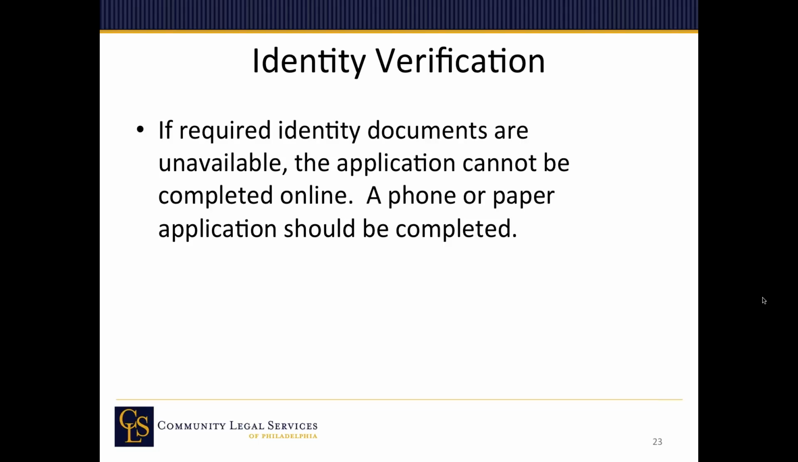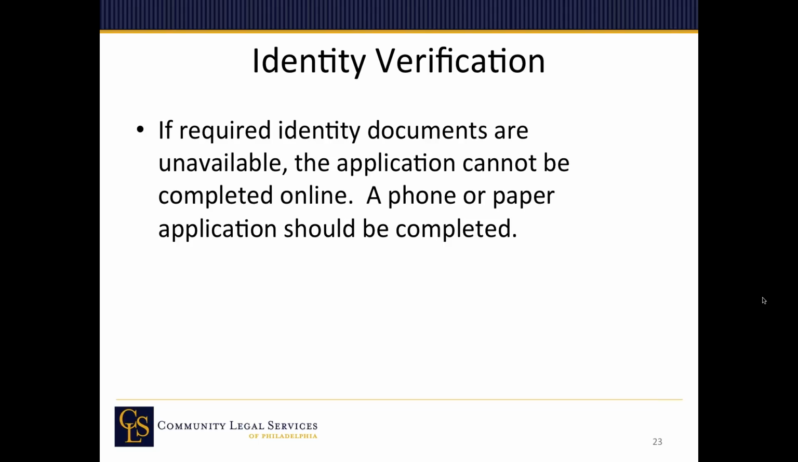We looked carefully at each of these documents during the webinar last week, so hopefully you all saw that and can go back and look at those slides if you're having trouble remembering what each of these documents are.